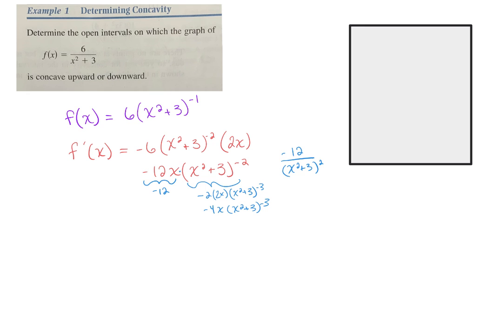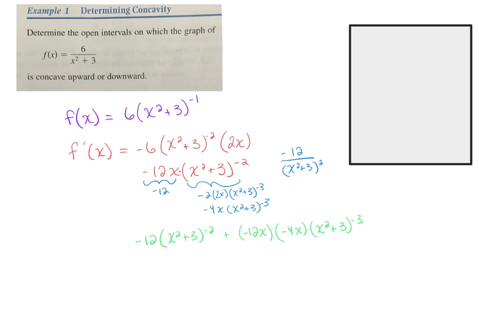There is a little caveat to your product rule we'll talk about when we take stuff out of it. So derivative of the first, that's negative 12, times the second, just the way it is, that's (x squared plus 3) to the negative 2. And then plus the first, that's negative 12x, derivative of the second, that's negative 4x, (x squared plus 3) to the negative 3. All right.